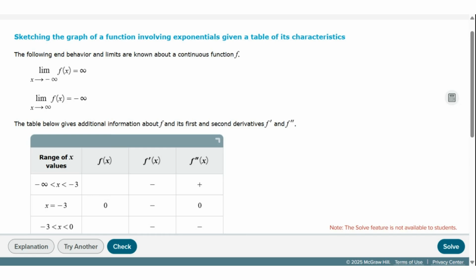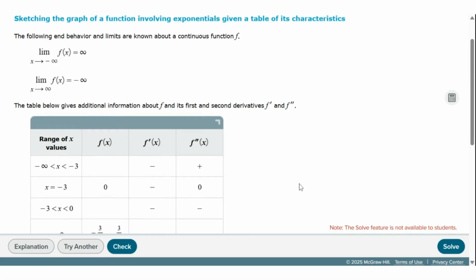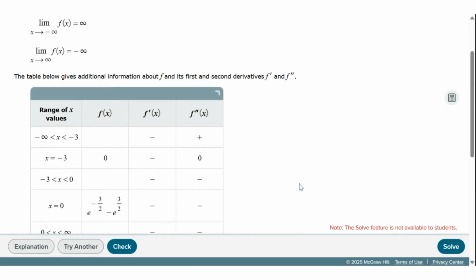In this problem, we're being asked to sketch the graph of a function that has exponentials, and we're given some information about limits and a table with some points and information about the first derivative and the second derivative. And as with all of these sketching problems we've been doing, the first derivative, of course, tells us the slope of the function at that instant, and the second derivative tells us the concavity.